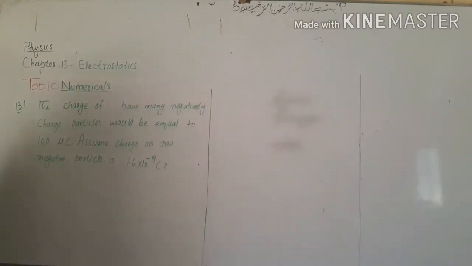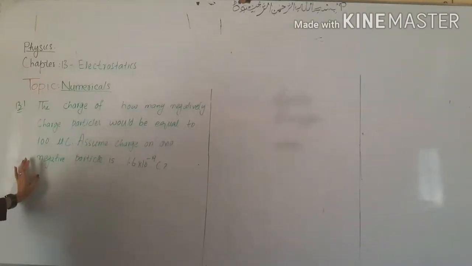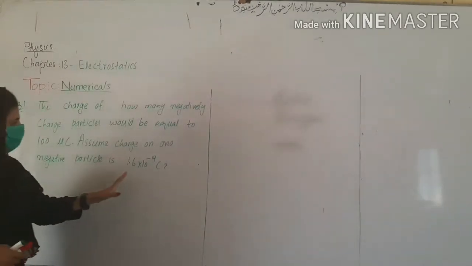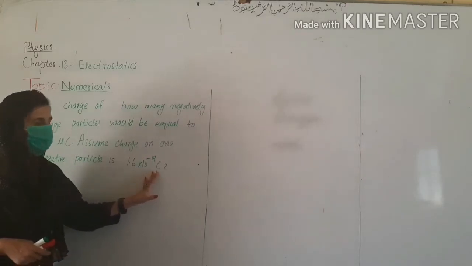Today we will discuss the exercise numericals of chapter number 13, that is electrostatics. The first numerical of the exercise is: the charge of how many negative charge particles would be equal to 100 microcoulombs? Assume the charge on one negative particle is 1.6 multiplied by 10 to the power minus 19 coulombs.